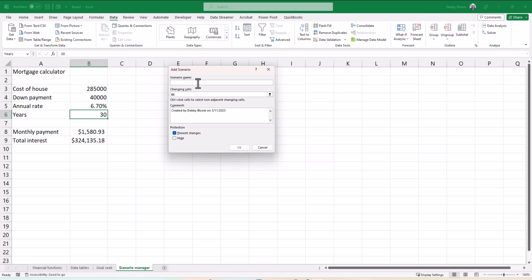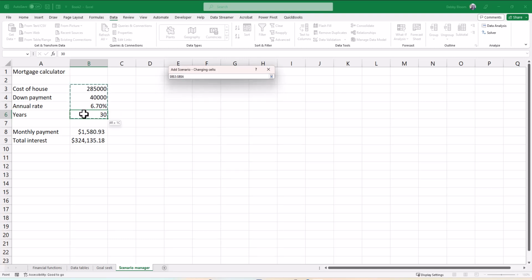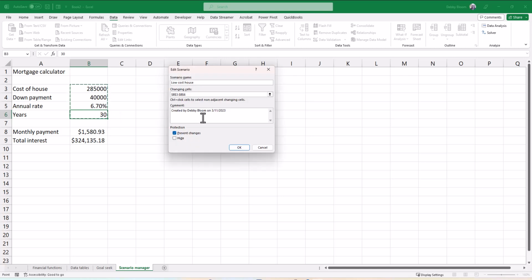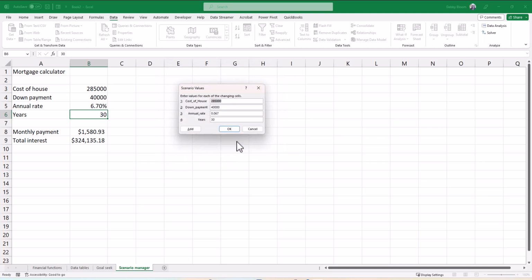Now we'll call this scenario name Low Cost House. In the changing cells, we're going to want all of our inputs: the cost of the house, the down payment, the annual rate, and the years. So in the changing cells, I'm going to select B3 to B6, that range, and you can put a comment if you want, and I'm going to click OK. This was the reason, when you look in the book, they just have A1, A2, A3, and A4, but now that we've named the cells, we know what we're doing.